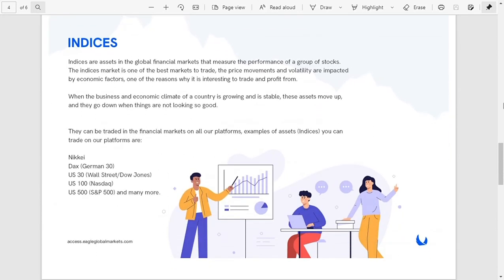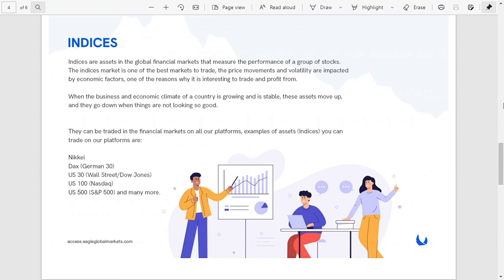Indices. Indices are assets in the global financial markets that measure the performance of a group of stocks. The indices market is one of the best markets to trade, and the price movement and volatility are impacted by economic factors. One of the reasons why it is interesting to trade and profit from is because when the business and the economic climate of a country is growing and is stable, these assets move up, and they go down when things are not looking good. They can be traded in the financial markets on all our platforms.